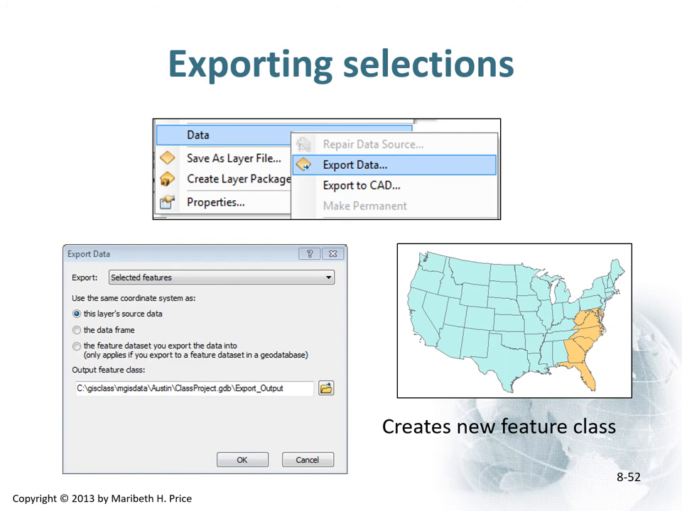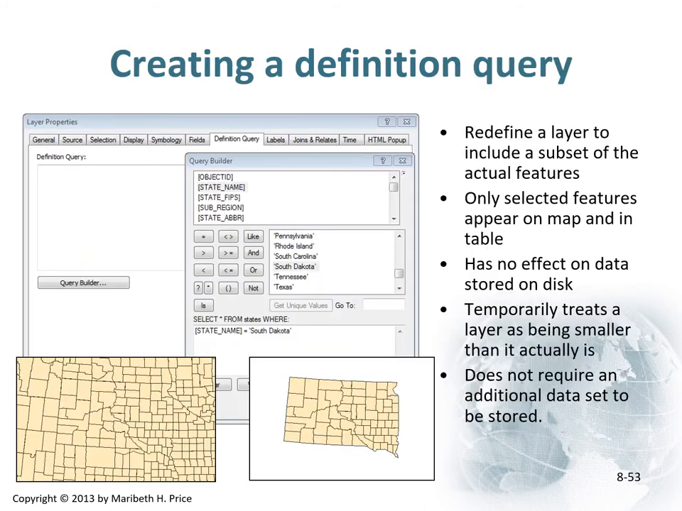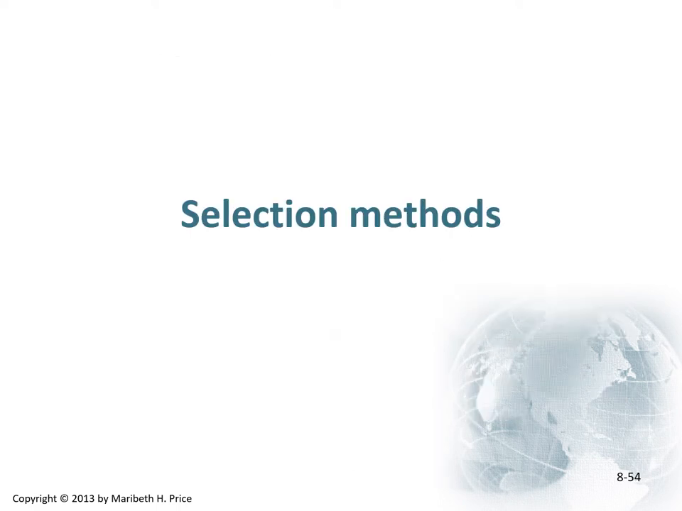How do we export stuff? Data, export data, creates a new feature. Simple, easy peasy, lemon squeezy. Definition queries redefine a layer to include a subset of actual features. Only selected features appear on a map, and it has no effect on the data. This is some more of those temporary little ways that you can do things.